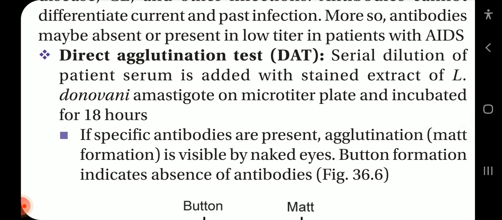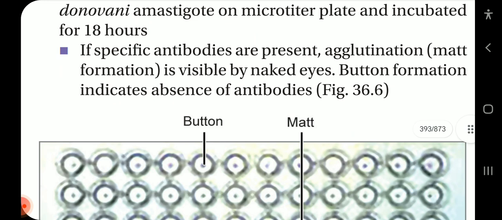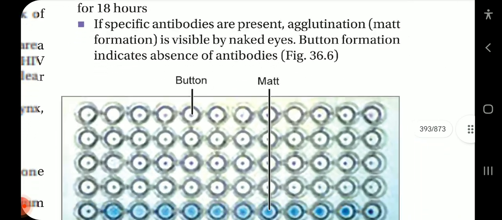Direct agglutination test, DAT. Serial dilution of the patient's serum is added with stained extract of L. donovani amastigote on a microtiter plate and incubated for 18 hours. If specific antibodies are present, agglutination mat formation is visible by naked eye. Button formation indicates the absence of antibodies.